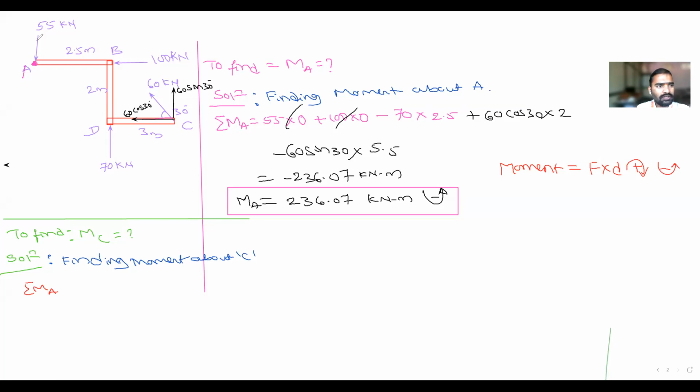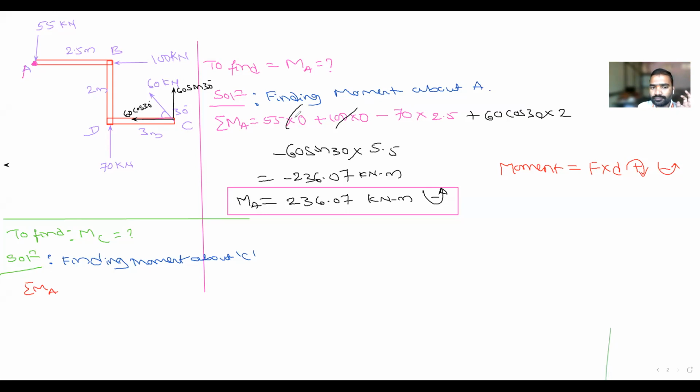I will consider moment about point A. First I will consider from A, B, D, and C. In A, the 55 kilonewton force is passing. Is it passing through the point or away from the point? It is passing through the point, correct? The line of action of this force is passing through the given point, where we have to find the moment. It means there is no perpendicular distance between A and the line of action of the force. So the distance is 0. So force is 55 into distance 0.